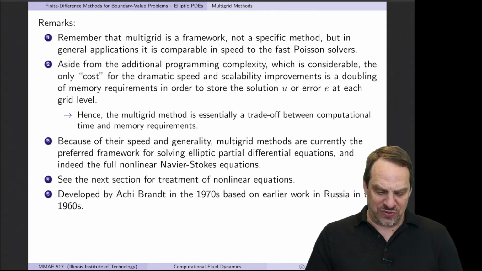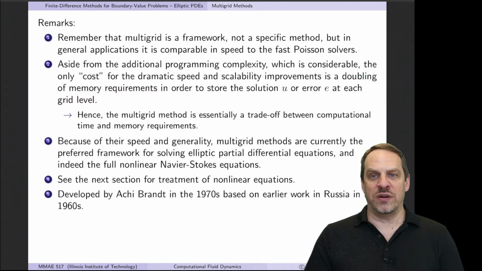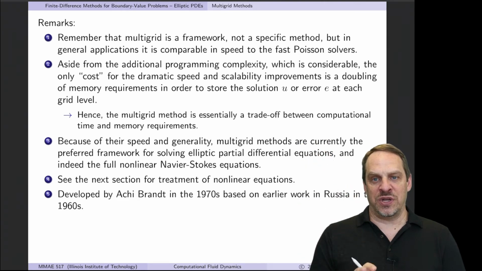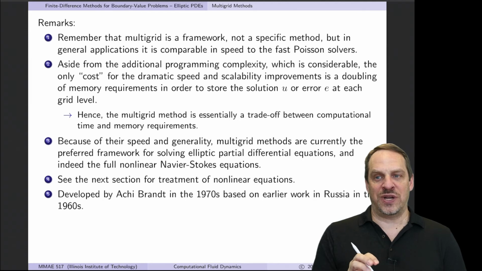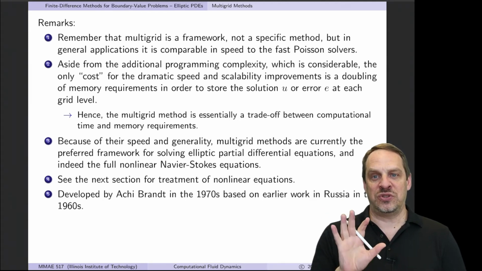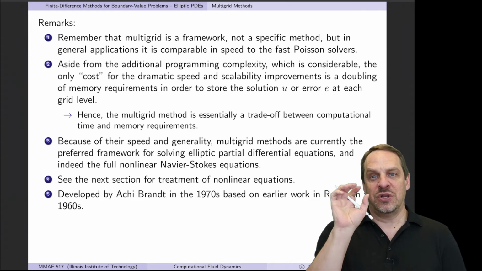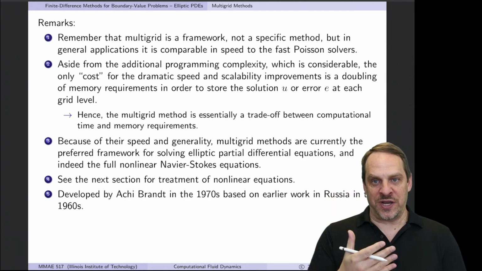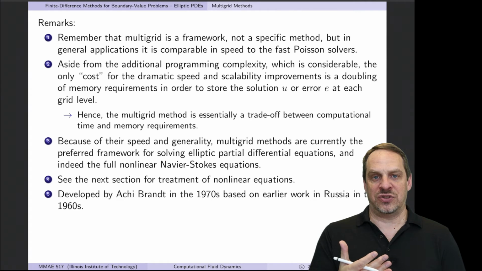The cost in terms of running the code is that we'll basically have to double the amount of memory that's required. And the reason for that is because we need to store information on every single grid. Now, each coarser grid only has half as many points in each direction, so 1/4 of the points if it's a two-dimensional problem. However, we still need to store all of that information. So if you add all that up, that's roughly twice the amount of storage required to solve the problem on the finest grid using the underlying relaxation technique.